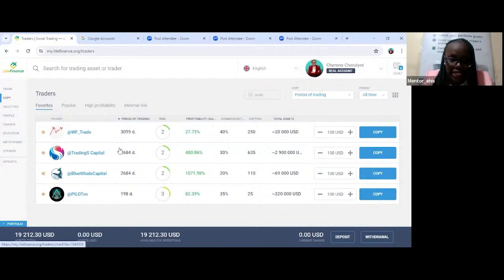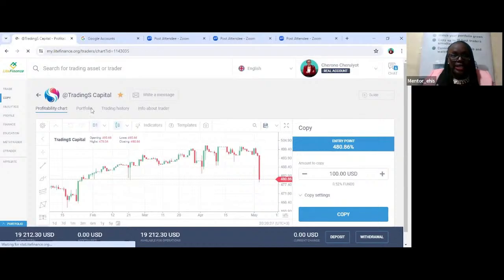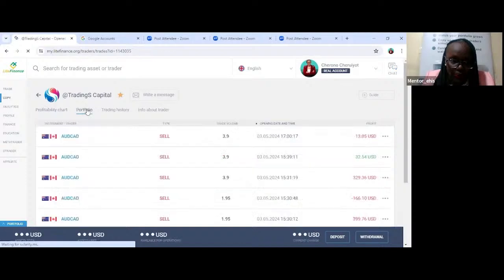It will be automatically deducted to your account. I want us to check on this one specific trader in terms of his profitability. You can see the chart on his portfolio, that is at Trading S Capital. On his portfolio, you can see the instruments that person trades, the kind of instruments they trade.